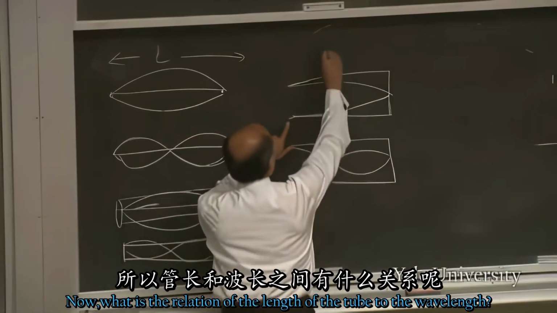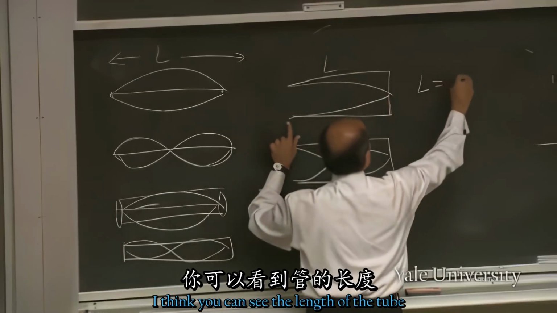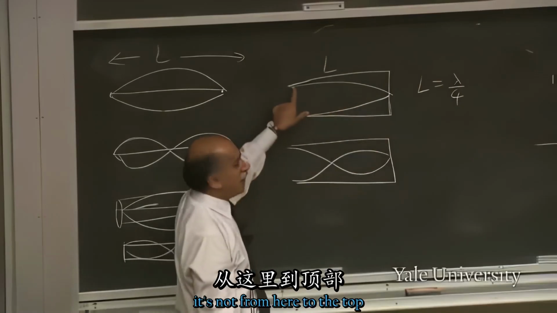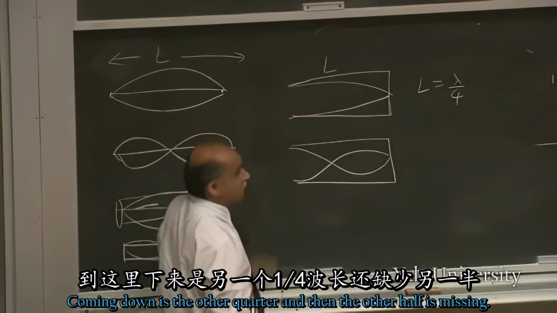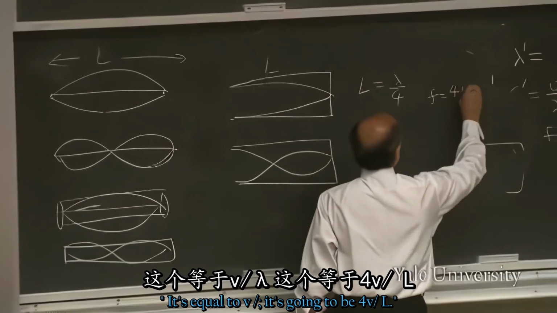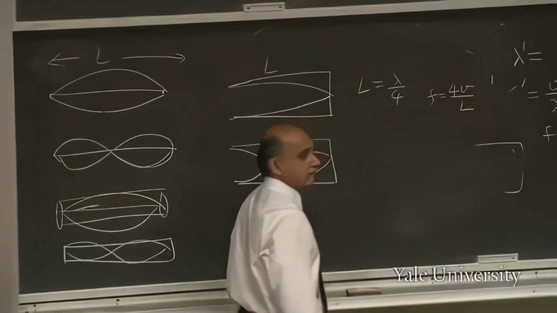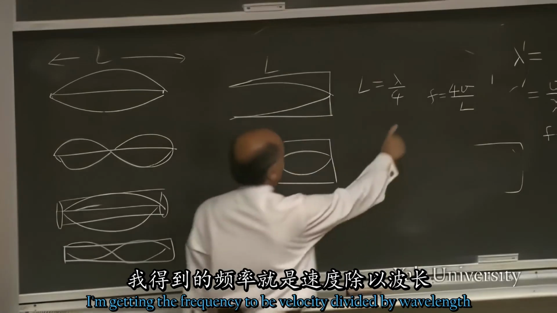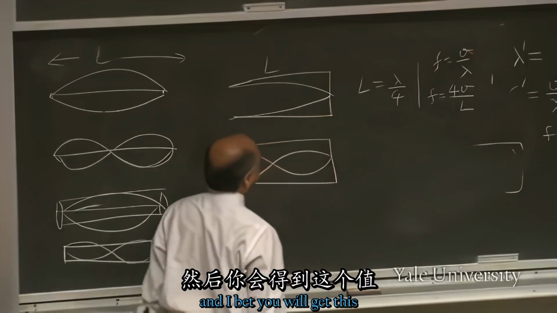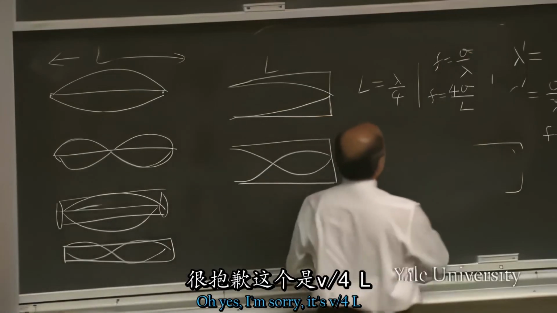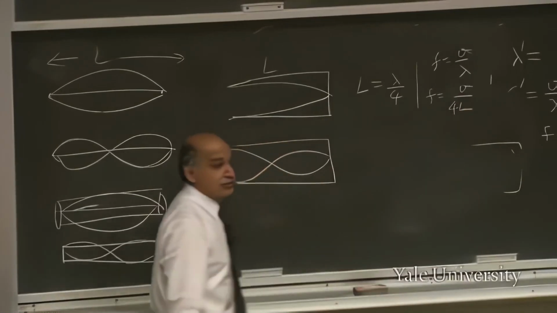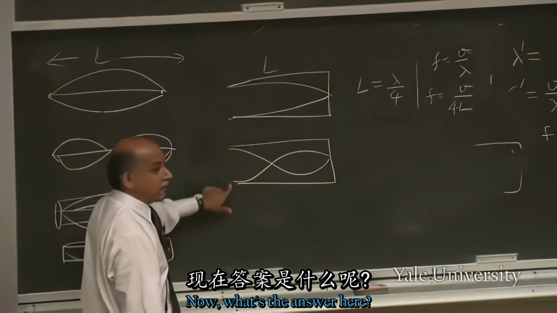Now, what is the relation of the length of the tube to the wavelength? I think you can see the length of the tube is now a quarter of a wavelength. You start from here to the top. Coming down is the other quarter, then the other half is missing. So the frequency, f equals v over lambda, is going to be 4v over L. I'm getting the frequency to be velocity divided by wavelength, and I bet you will get this. Oh, did I get it wrong? Yes, I'm sorry. It's v over 4L. 4L is lambda.